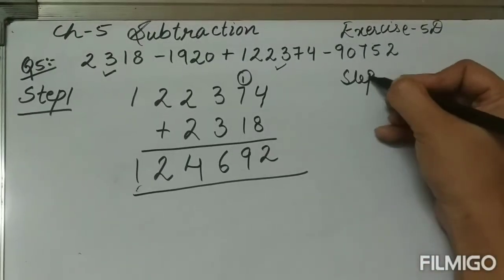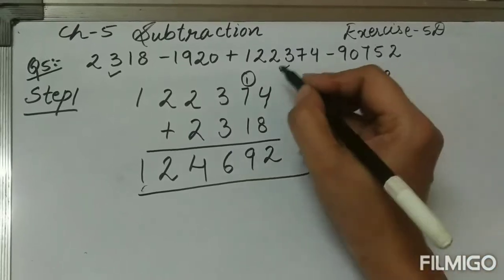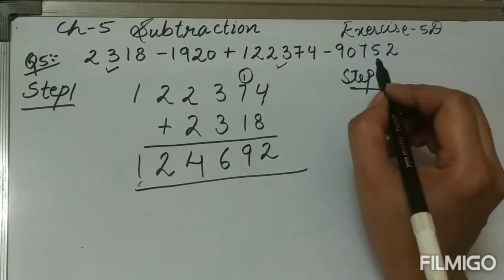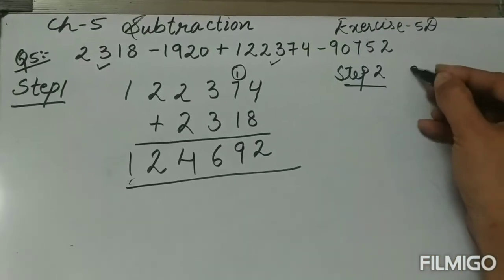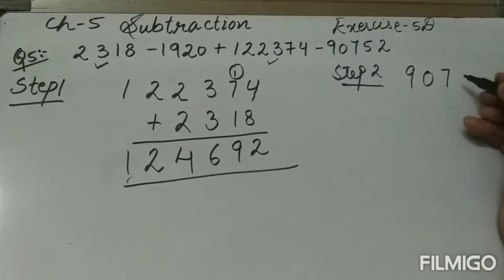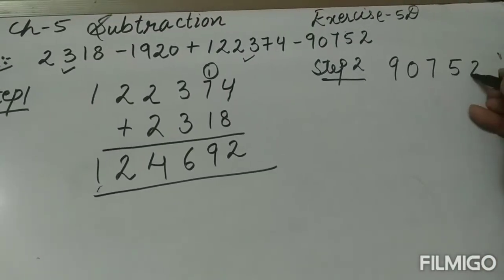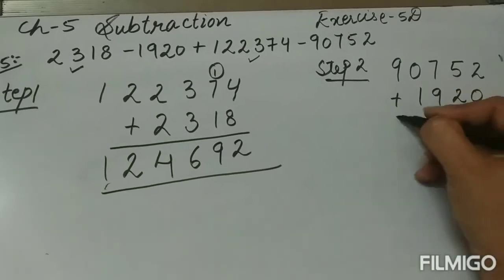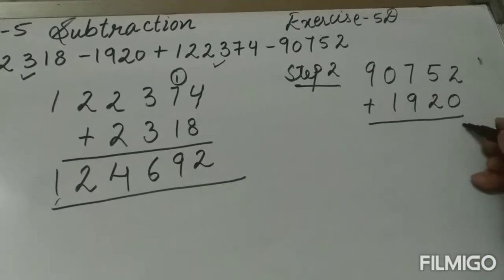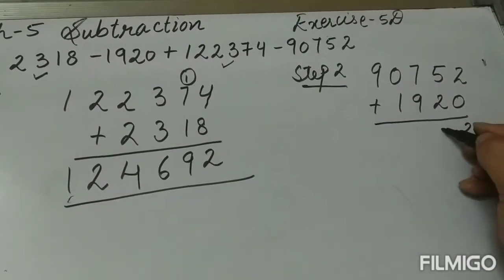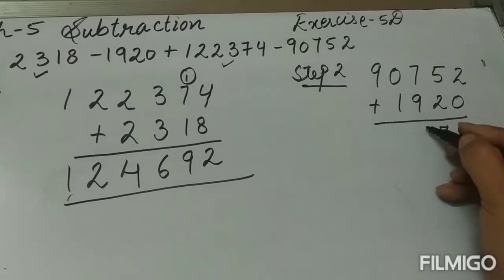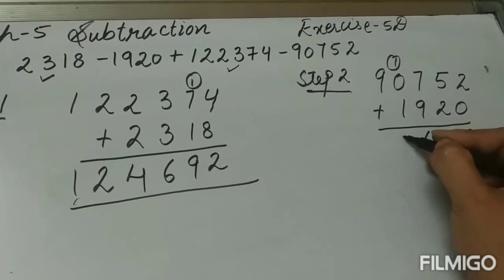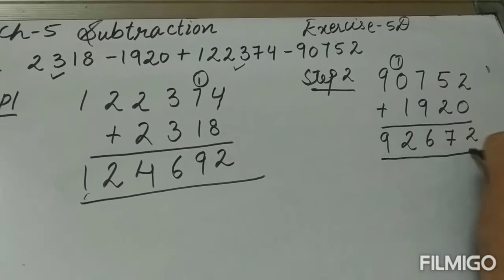In the second step, I'll add the numbers with minus sign. These two numbers have the same sign, but the sign is minus. Even then we have to add, because the numbers with the same sign are added up. 1920 and 72752, add these two numbers. I will get 2. 5 plus 2 is 7. 7 plus 9 is 16. 1 plus 1 is 2, and 9.